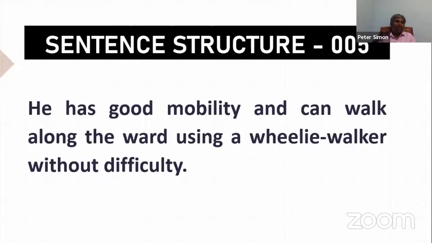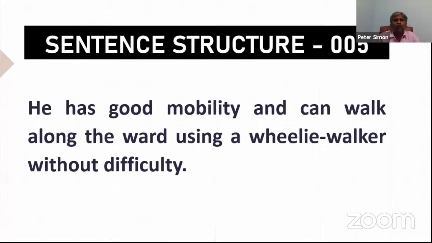So this is an active voice sentence. You can change it into passive voice also. Excellent mobility has been noticed. Mobilization is possible with the support of a wheelie walker. Ambulating independently without any external support is possible with the help of a wheelie walker. Excellent mobility has been noticed. And walking along the ward with the support of a wheelie walker without any difficulty was reported. It should come like that. There are two sentences in this, joined with and.